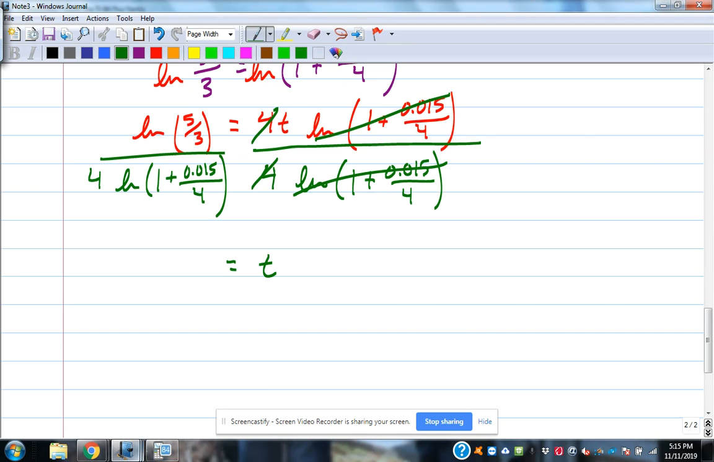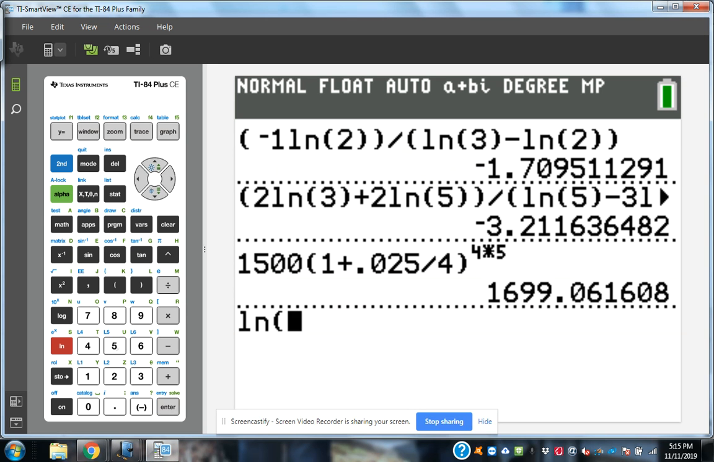So I need to work that out. I'm going to do natural log of 5 divided by 3 divided by, and then I need to open up a set of parentheses, 4 natural log 1 plus 0.015 divided by 4. Close up those parentheses.